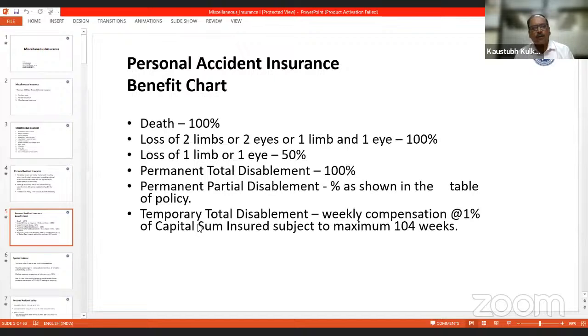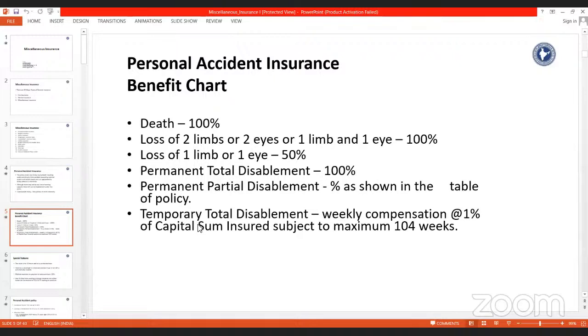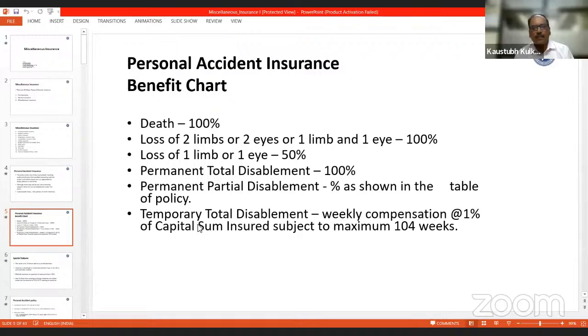A simple example is fracture in case of accident. So the fractures are the total disablement. Suppose a person is fractured in accident and his right hand is fractured. So he is not in a position to use the hand for certain period, maybe 4 weeks, maybe 6 weeks. So this 4 weeks or 6 weeks is a temporary period. But for that temporary period, the disablement is total. So this is termed as temporary total disablement.